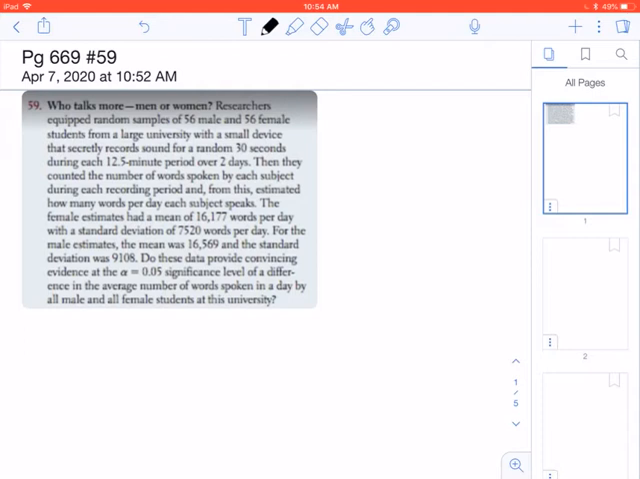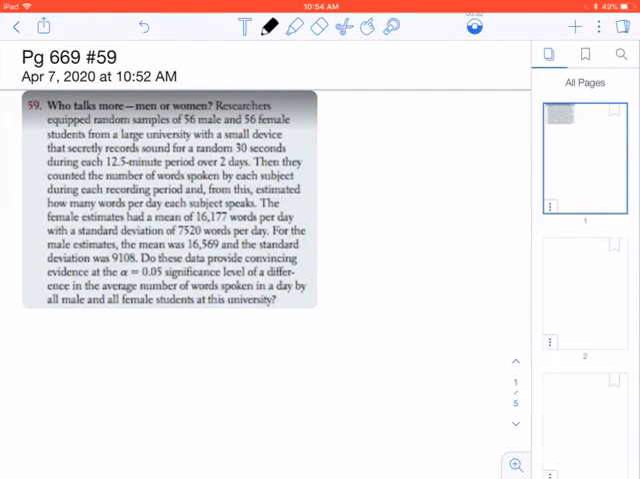So question number 59 says, who talks more, men or women? Researchers equipped random samples of 56 men and 56 female students from a large university with a small device that secretly records sound for a random 30 seconds during each 12.5-minute period over 2 days. Then they counted the number of words spoken by each subject during each recording period, and from this estimated how many words per day each subject speaks.